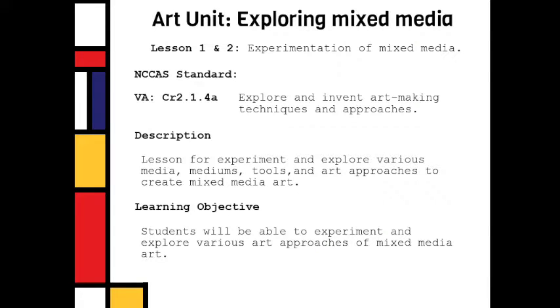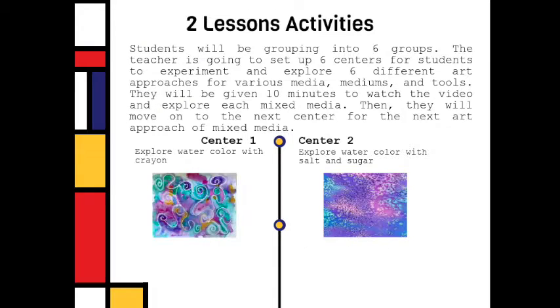My art unit is exploring mixed media. So I have to plan two lessons for experimentation of mixed media. The description of my lessons is: experiment and explore various media, mediums, tools, and art approaches to create mixed media art. The learning objective is students will be able to experiment and explore various art approaches of mixed media art. And I have to plan this into 2 lessons for my activities because of the time constraint.